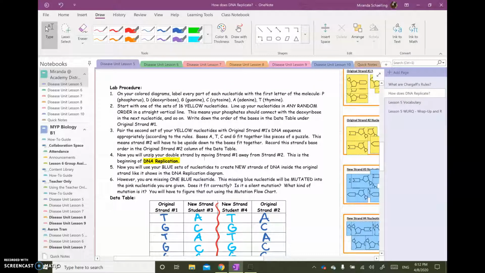Okay, now let's do the lab. What you're going to do is simulate DNA replication. So you're going to make a copy of a DNA strand. That's what replication means, making a copy.